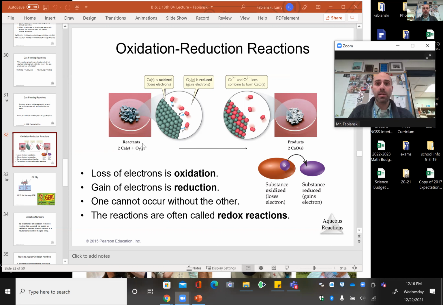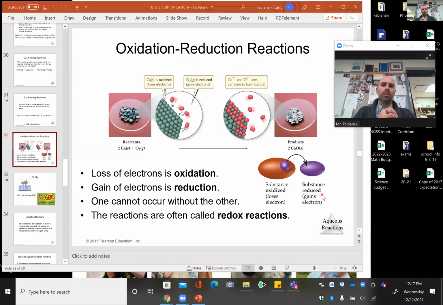If you take a look at this, we have reactants, calcium metal combining with oxygen. Let me get my little pointer out here. We have calcium metal reacting with the oxygen in the air. This forms calcium oxide. So the calcium metal is being oxidized. Electrons are being lost to the oxygen in the air. Oxygen is reduced. It gains those electrons. And then we have the calcium that has now combined with oxygen to produce calcium oxide. The substance that is oxidized is losing the electrons, while the substance that's being reduced is gaining those electrons.